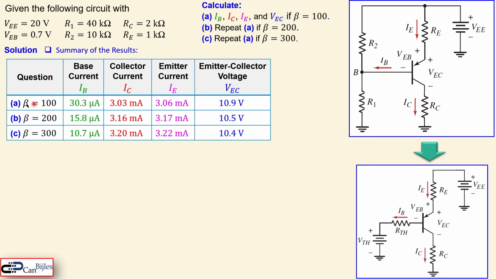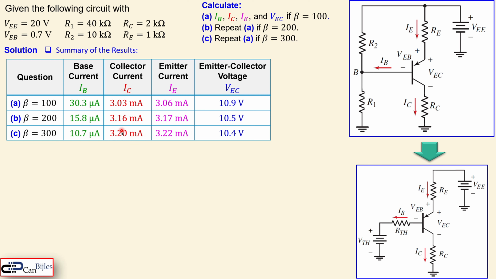So you see, if I go from beta is 100 to 200, that is 100% up, this change is not that much for the collector current. It is just 0.30 milliamps. If I look at this one, that is a change of 0.4 volts down.